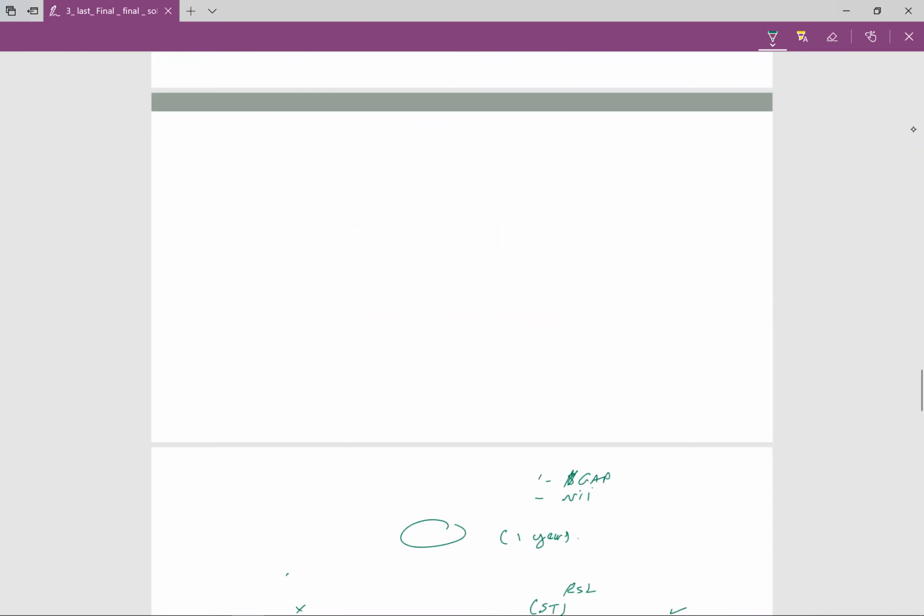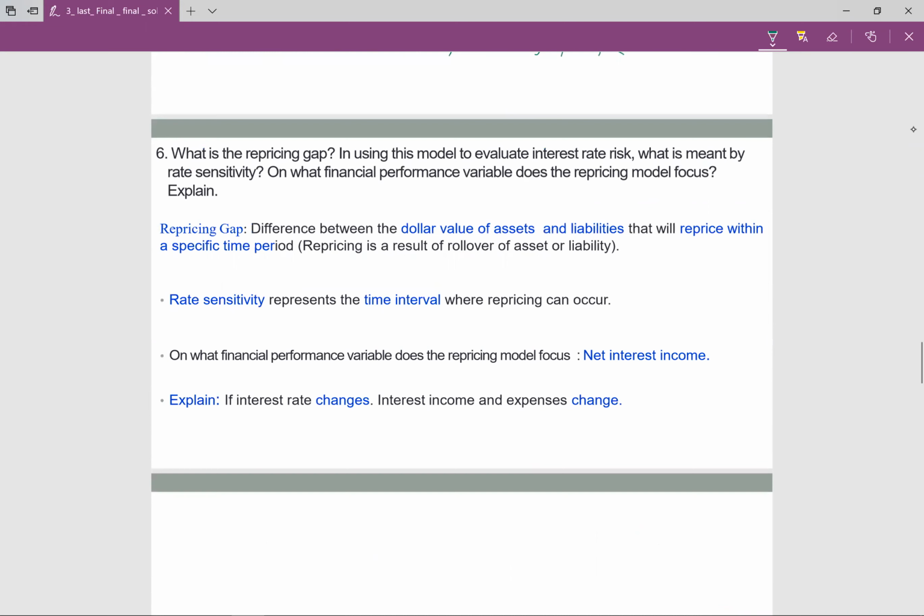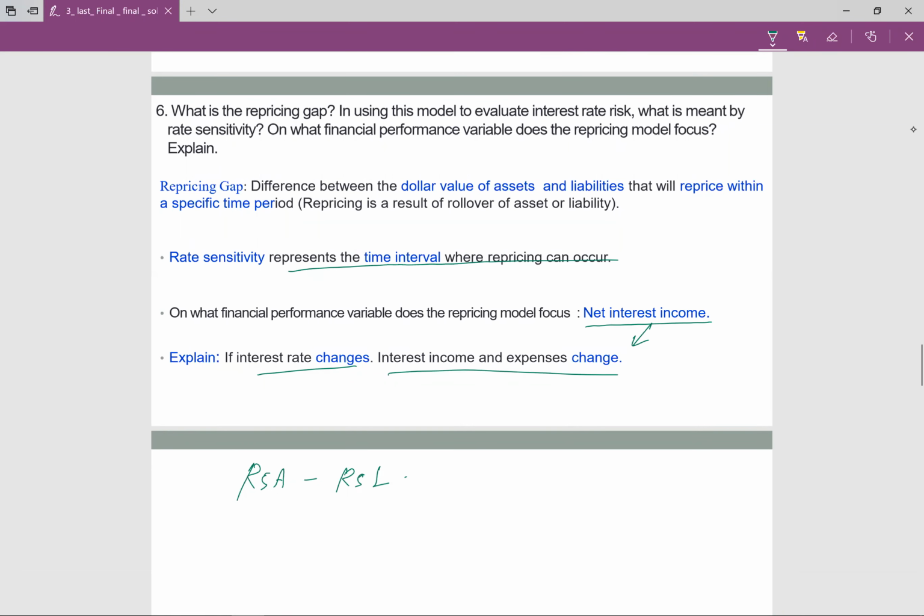We have only 3 minutes. So what is the repricing gap? The repricing gap is the difference between risk-sensitive assets and risk-sensitive liabilities, the difference in dollars, which is an easy thing. Risk sensitivity represents the time interval, which I already explained to you. On what financial performance variable does the repricing model focus? We focus on net interest income. So if the interest rate changes, net interest income will change.